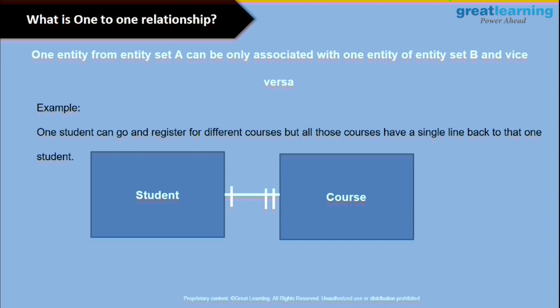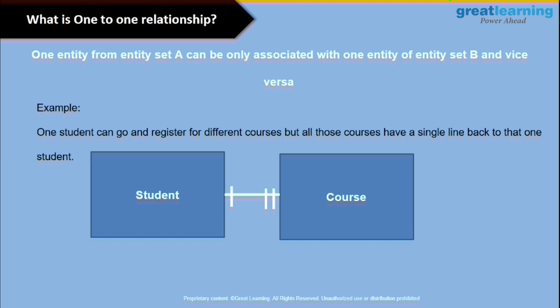Now we are going to talk about the one-to-one relationship. One entity from set A can be associated with only one entity of set B and vice versa. How is this going to work? Let's talk about these terms with the ER diagram. Suppose we have 2 entities, student and course. One student can register for different courses. At least I can register for 5 different courses, but all those courses have a single line back to that one student.